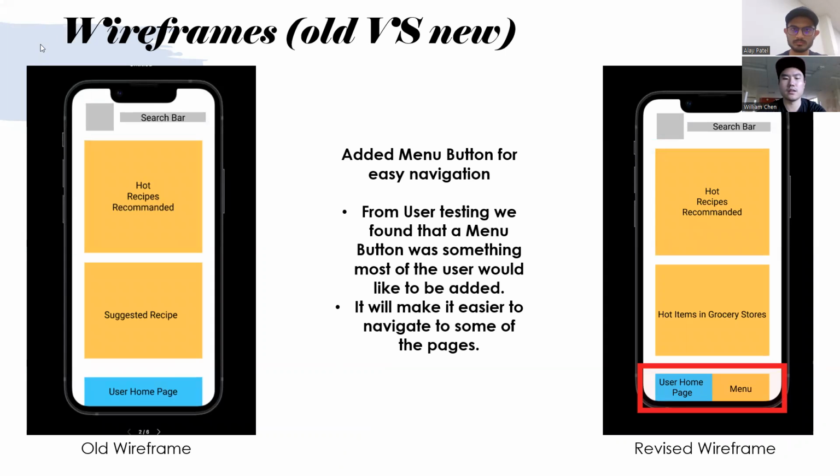We also added a menu page at the bottom of the screen because during the user testing, we found that many users realized that not every page has a direct link to certain pages. So we added this menu button to have a link to most of the pages, to make this app easier to use.